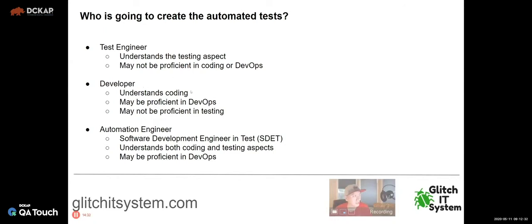So next one is developer. They understand coding, but they may not be proficient in DevOps, and they might not be proficient in testing. Not being proficient in testing is kind of the key one, because if developers were QA in a previous life, they would understand testing a little bit more. A lot of developers do an awesome job of writing unit tests and thinking about different scenarios, but some of them don't have the intuition that a QA has when we run tests. It's kind of a different mindset.